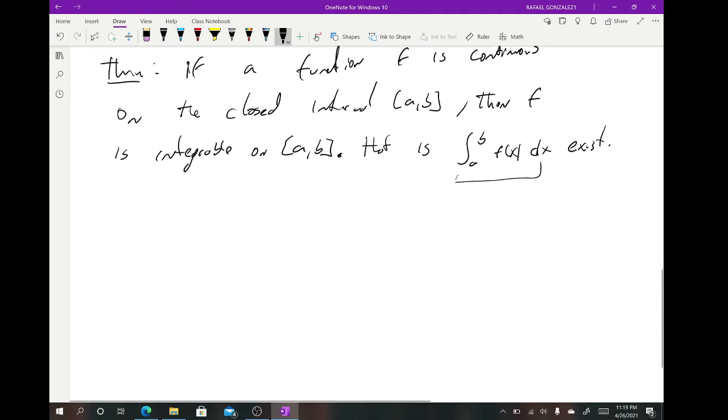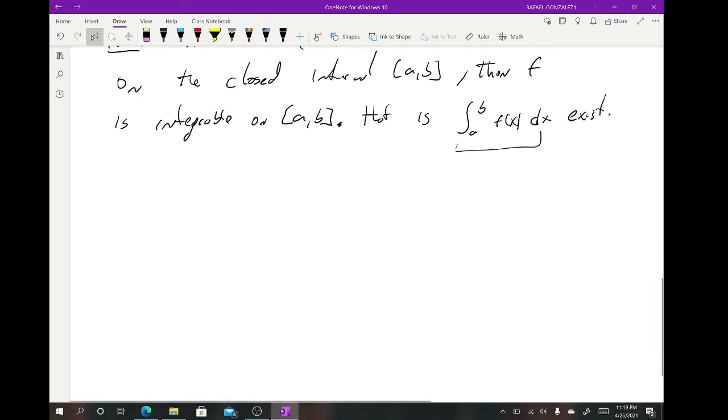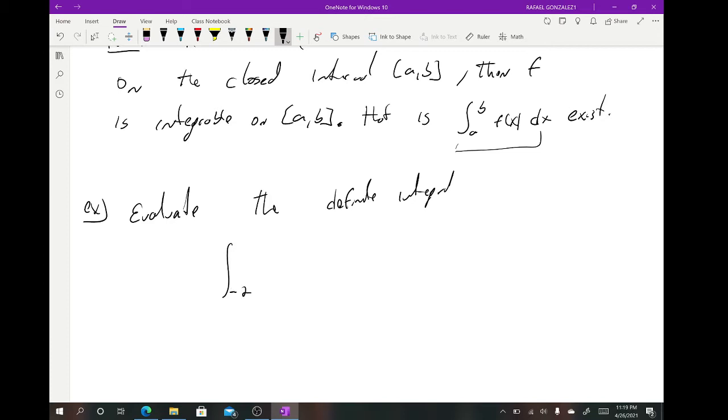Now, for the following, let's do an example. So for example, let's evaluate the definite integral using this definition. At this time, this is the only way for us to actually find or solve the integral. So evaluate the definite integral from minus 2 to 1 of 2x dx.